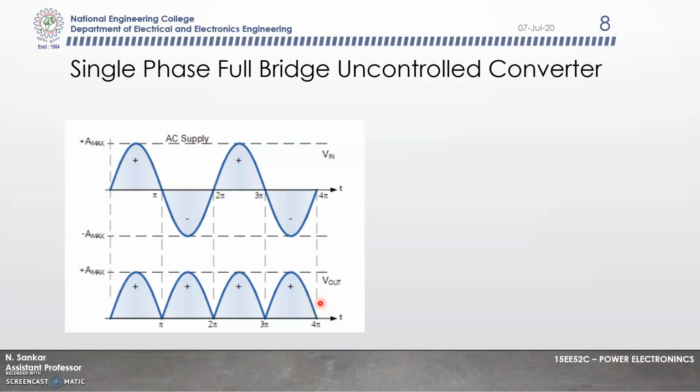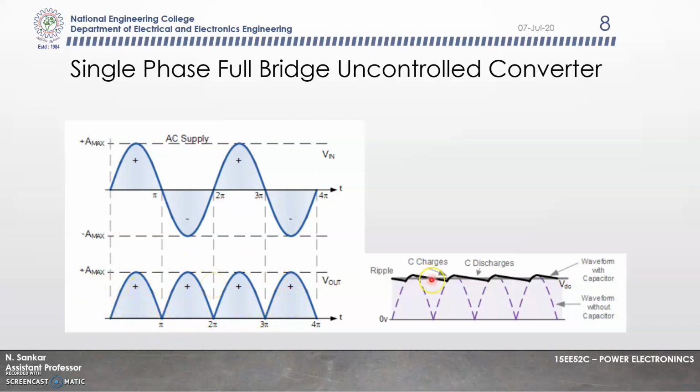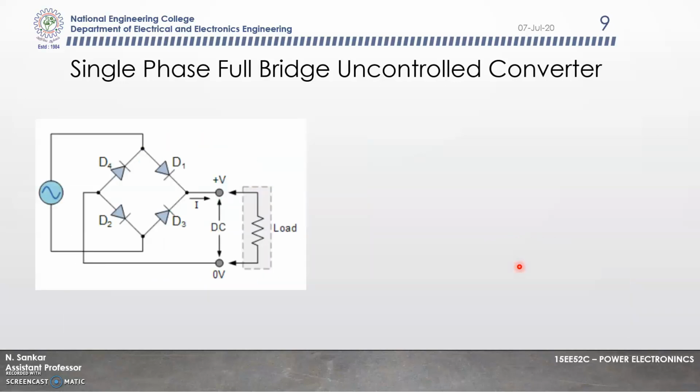Using a capacitor as a filter, we can convert this pulsating DC waveform to a pure DC waveform like this. By connecting a suitable filter in parallel with our load, we can convert the pulsating DC into pure DC. Based on the charging and discharging time of the capacitor, we will get a pure DC waveform. So this is the working of a single phase full bridge uncontrolled converter. Here we are using diodes.